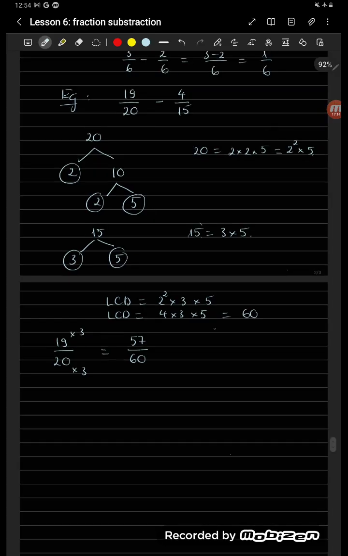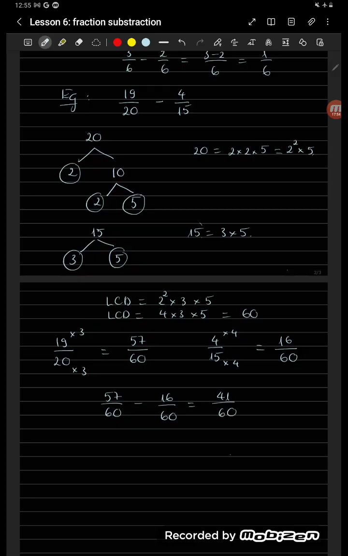And similarly, we do the same for 4 over 15. How can we change 15 to become 60? We need to multiply this one by 4, and because we multiply the bottom part by 4, we need to multiply the top part by 4 as well. And the answer is 16 over 60. Okay, so now both of them have the same denominator, so we only need to subtract them from each other. Okay, and the answer is 41 over 60.